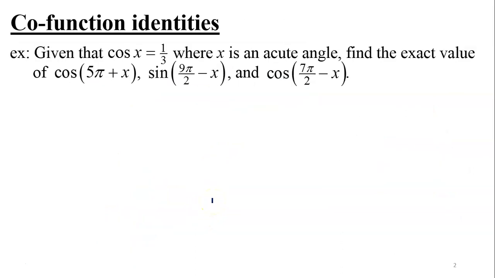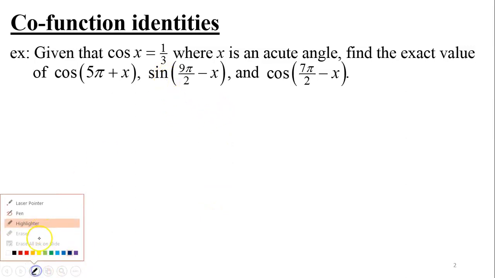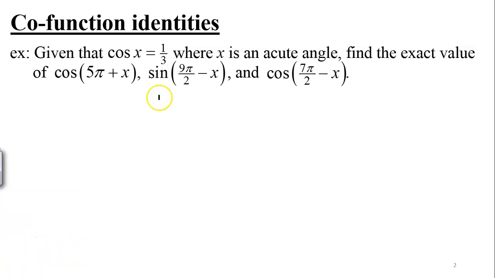Okay, now let's just have a small example here. We are given cosine x equals 1/3, where x is an acute angle, so we know for a fact that x is in the first quadrant. Find the exact value of cosine of 5 pi plus x, sine of 9 pi over 2 minus x, and cosine of 7 pi over 2 minus x. So you notice here that we do need to apply these transformation formulas, whether the cofunction identities with pi over 2, the ones we just saw, or over here the associated arcs with pi plus or minus alpha.